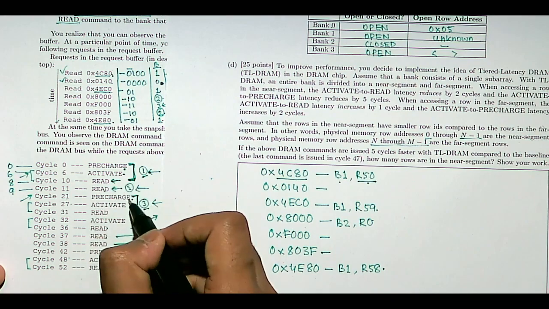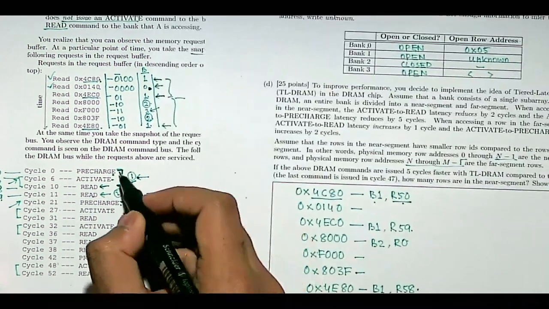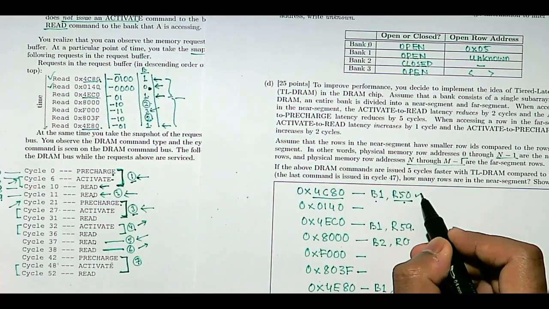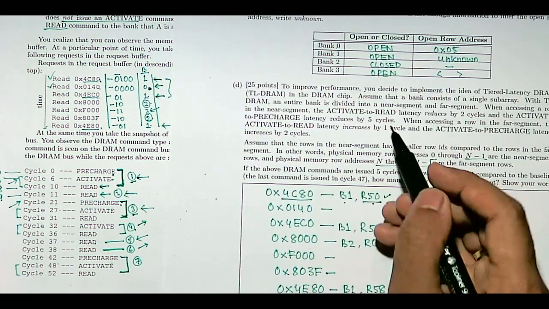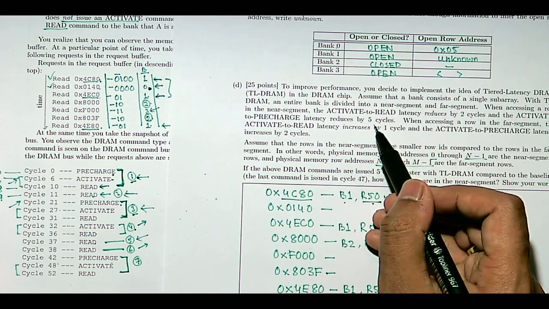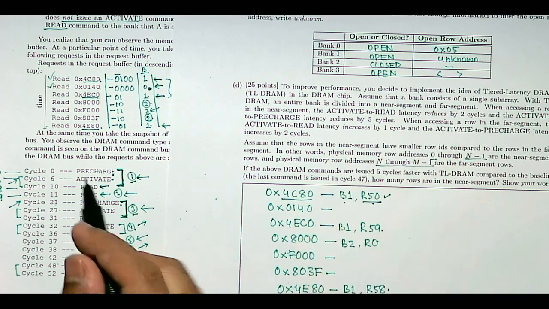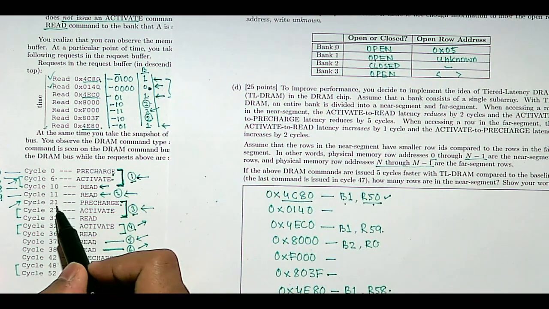And then see, precharge. Activate to precharge is one dependency. If we have considered this row as a near segment, that actually gives you a 5-cycle benefit on activate to precharge, right? Previously this activate to precharge was 15 cycles, now it actually becomes 10 cycles.